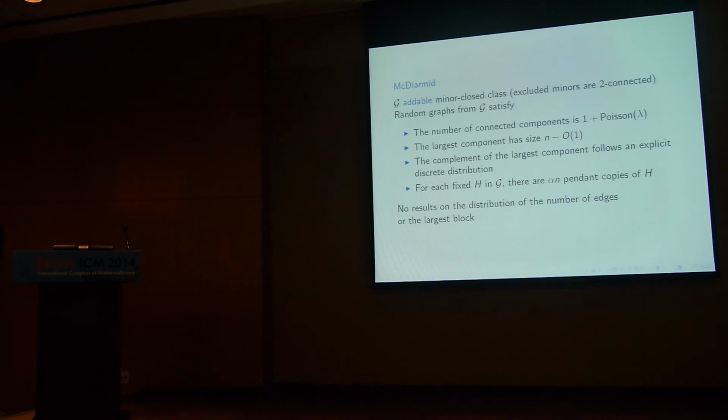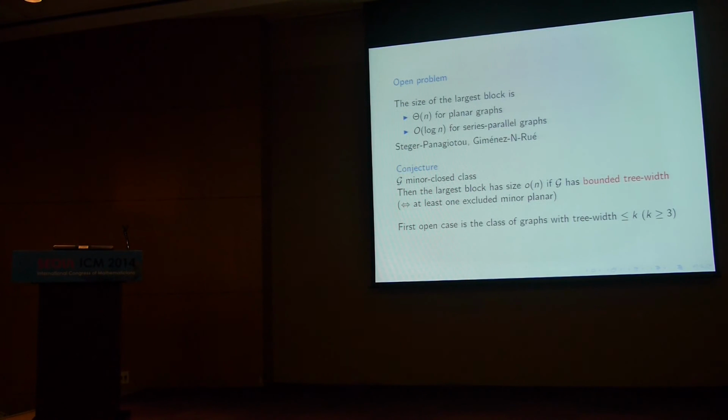A pendant copy is a copy of this small graph H, which is attached to the rest of the graph by a single edge. But we have no results on the distribution of edges, and no results on the largest block. Very seldom can we have the generating functions and do the asymptotic analysis as we did before, but these results, as you see, apply with more generality.